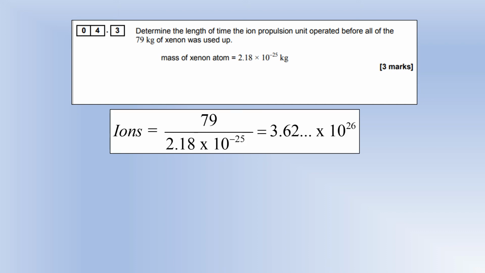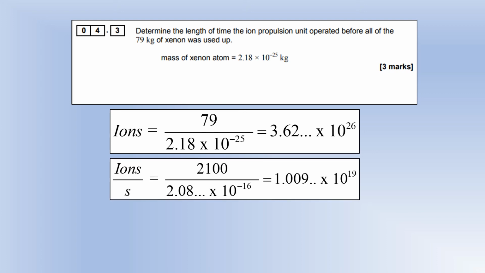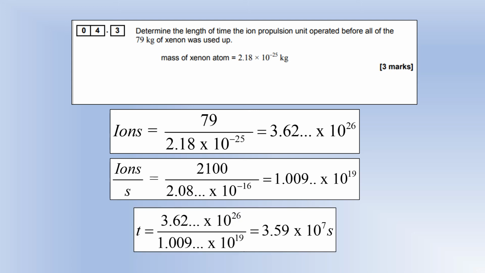Okay, so the first thing I did was figure out how many xenon ions there are by dividing the 79 kilograms by the mass of one atom. Then I figured out how many ions per second were being lost by dividing the power by the energy per xenon ion. Once we've got those two, we can figure out the time by dividing those two to give us 3.59 times 10 to the 7 seconds, so a pretty long period of time.